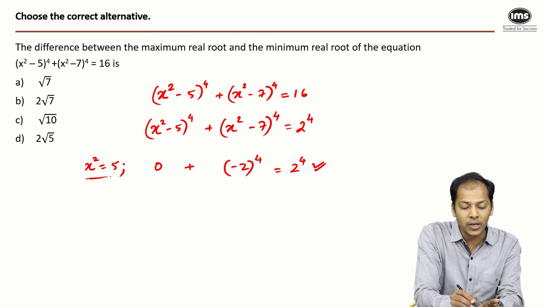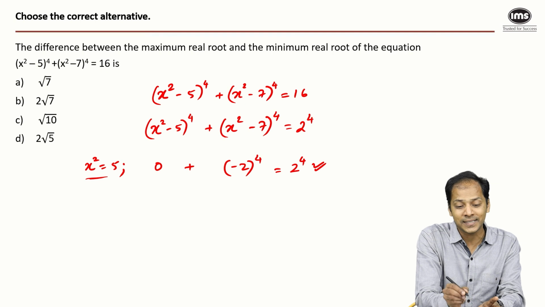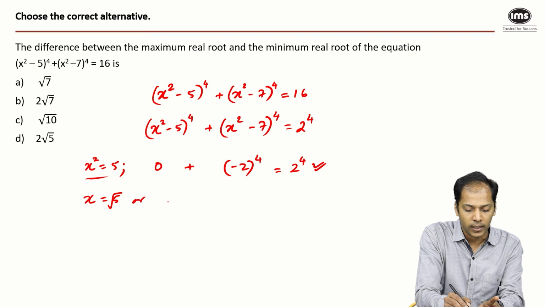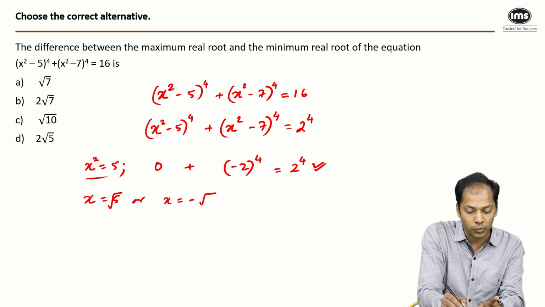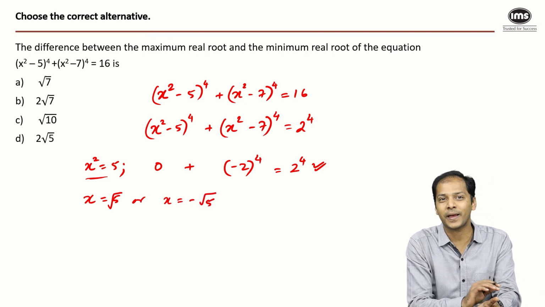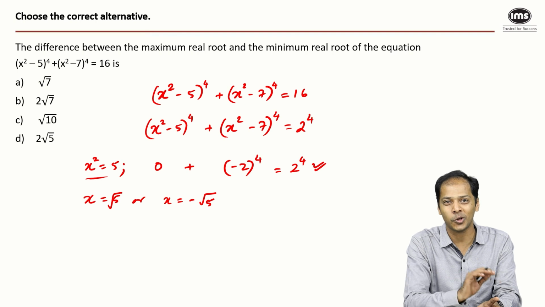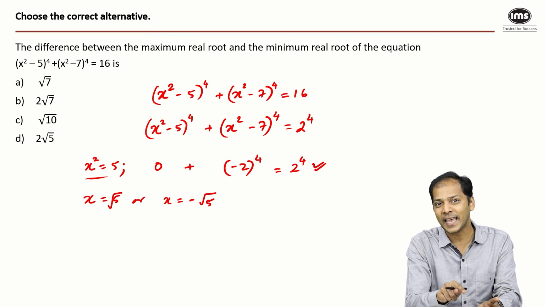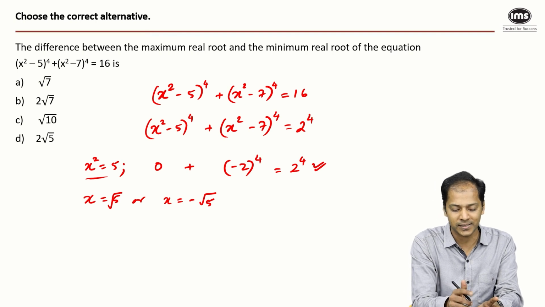So x² = 5 is a valid solution which gives me two possible values of x, that is x = √5 or x = −√5. Both these values of x are roots of the equation. Further, if I make the second one 0, that is x² − 7 = 0, does this also work?